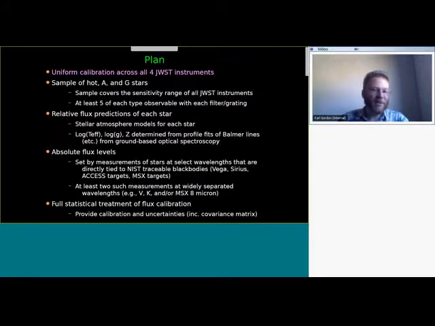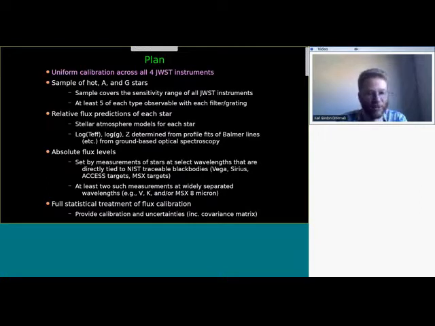Then we get the flux levels, set by measurements of stars at selected wavelengths that are directly tied. As I've said, think of Vega and Sirius. There's also a program called ACCESS and MSX targets. And I think I have more about this ACCESS rocket a bit later. We'd like to have at least 2 such absolute measurements at widely separated wavelengths, like V and 8 micron or K and 8 micron, so that we not only tie the absolute level, but we also tie the relative shape as best we can.